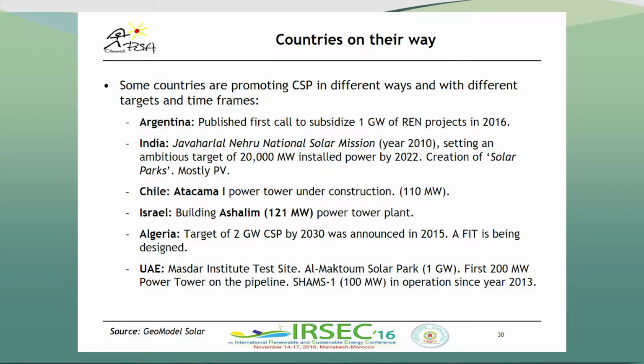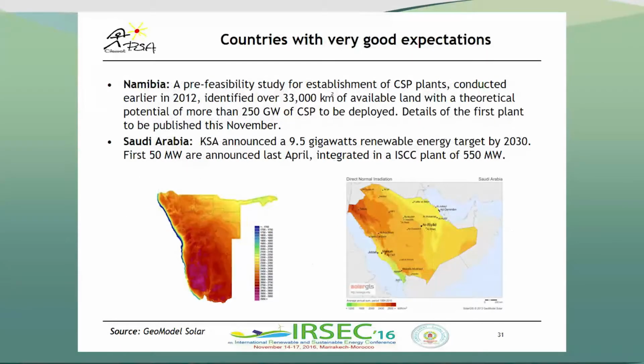So there are many other countries working on this step by step, at different scales, like Argentina, India, Chile, Israel, Algeria. The United Arab Emirates have a 1 gigawatt solar park, and they just launched 200 megawatt of power tower technology, which is very nice. Then Namibia and Saudi Arabia also have very, very ambitious plans.